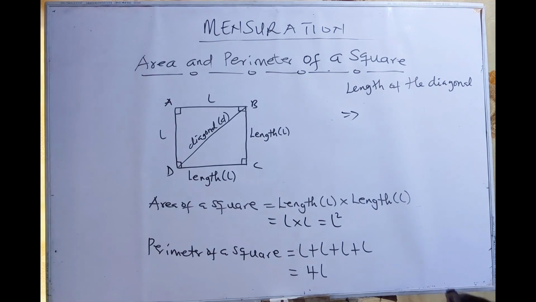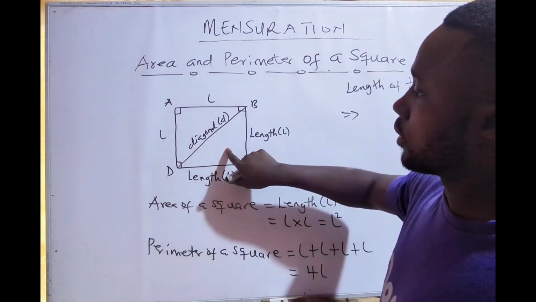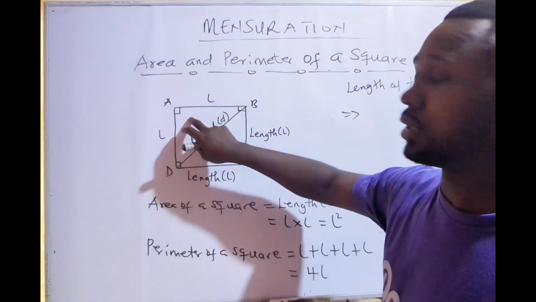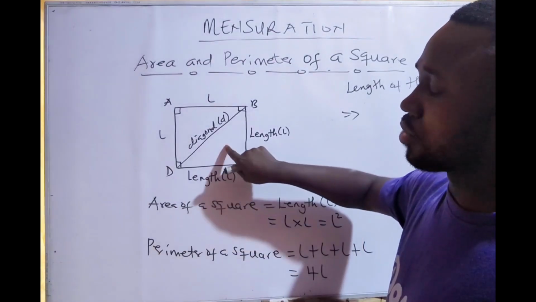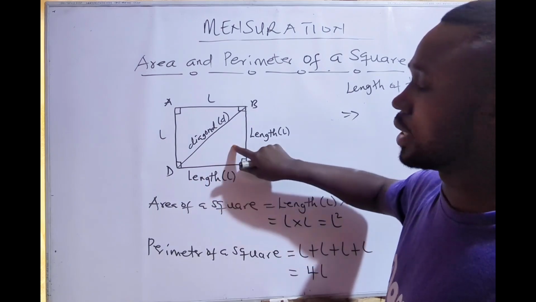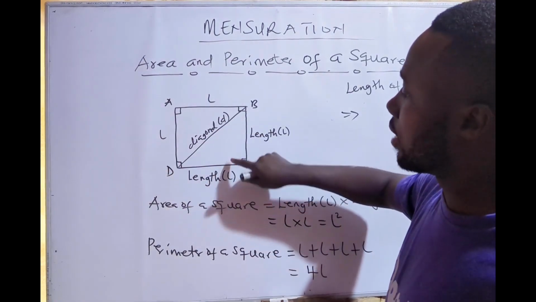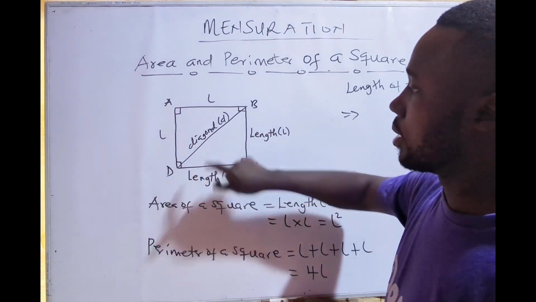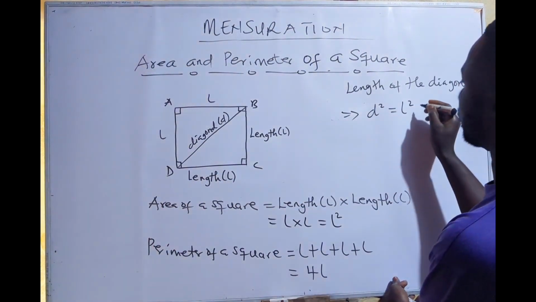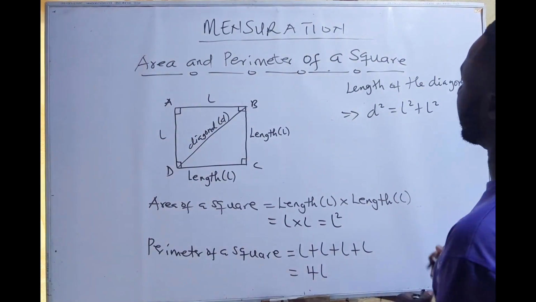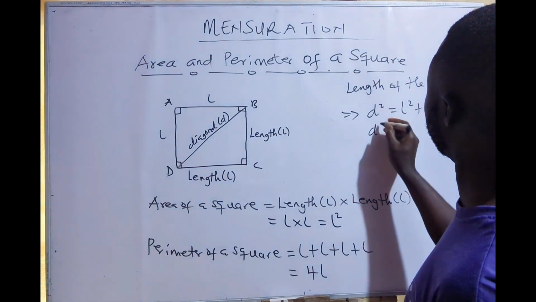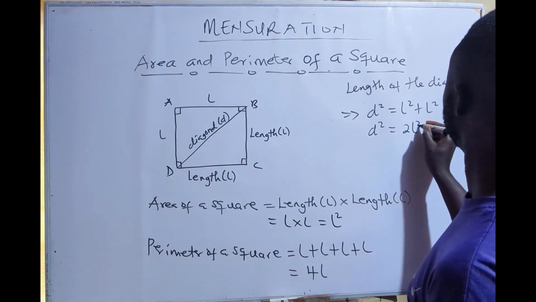It implies that this is a triangle. As the diagonal divides the square into 2 equal parts, we have triangle, triangle. The angle here is 90 degrees, so this becomes a right angle triangle, and the diagonal is the hypotenuse. So you can apply the Pythagoras theorem. D square is equal to L square plus L square, so d square will be equal to 2L square.